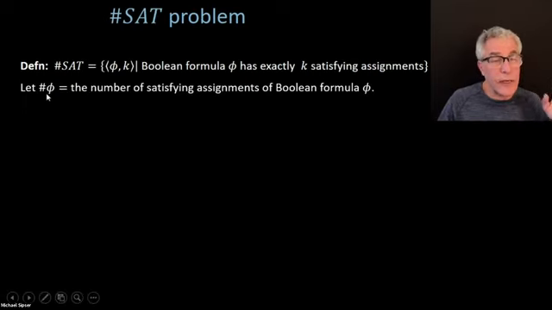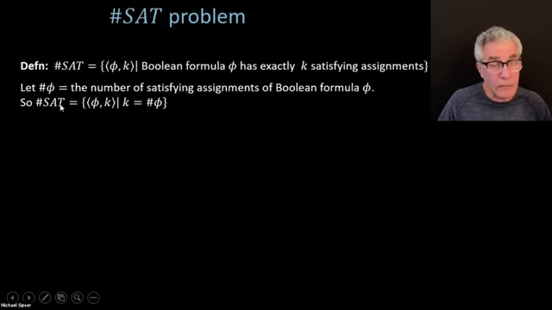So if we define the count, #phi, as the number of satisfying assignments of phi, then another way of writing this #SAT problem is the set of pairs (phi, k), where k is the number of satisfying assignments of phi. So we're going to be using this notation #phi a lot, so just make sure you got that notation. This is the number of satisfying assignments of that formula.